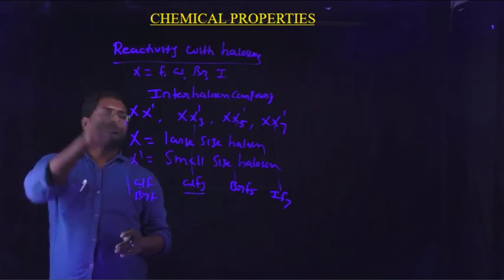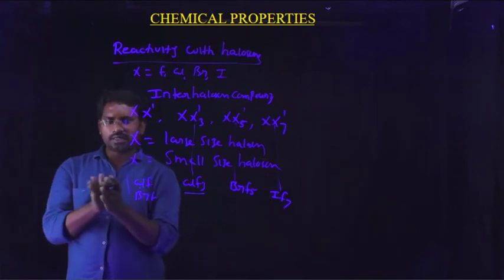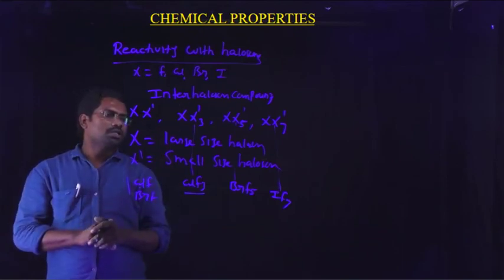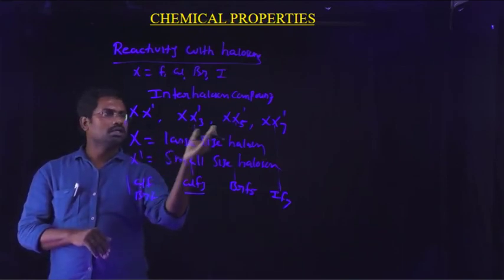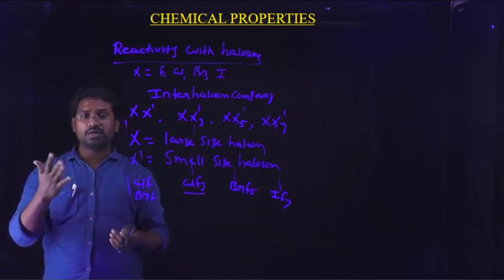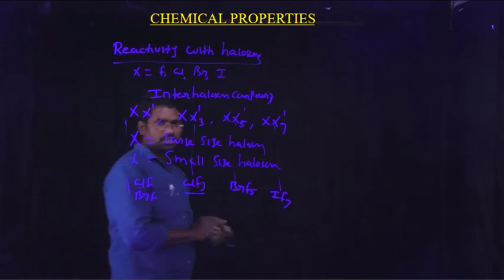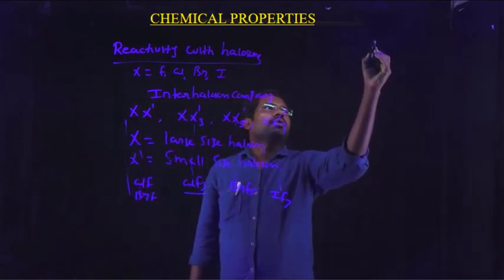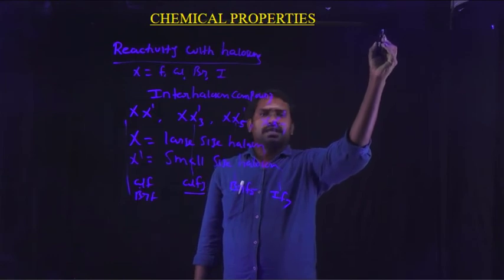So reactivity of halogens means halogens react themselves to form new binary compounds, which are known as interhalogen compounds. So that indicates 4 types. About these interhalogen compounds, we have briefly learned in previous sessions. And the last property is oxidizing power.